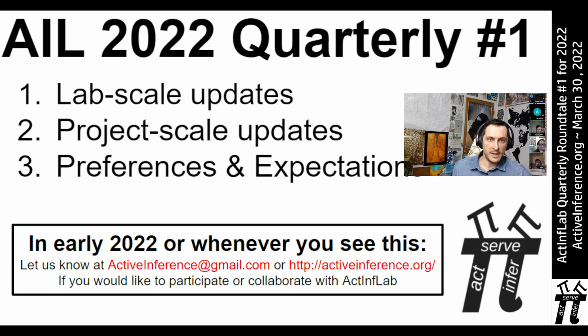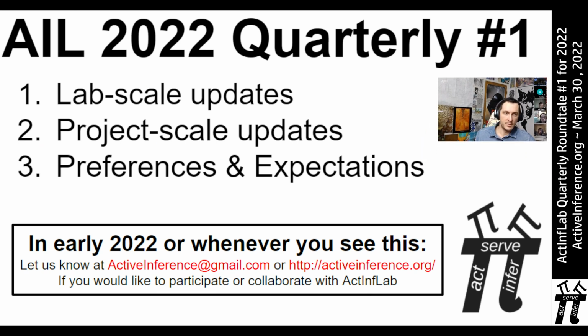Today in the ActinfLab Quarterly Roundtable number 1 for 22, we're going to have a first section after our intros on lab scale updates, and then we'll talk about project scale updates, which are nested within the lab scale, and just close with some preferences and expectations. Through it, we hope that you'll see many affordances for participation, many ostensive cues, signals in your epistemic niche that elicit action, that make you curious about something, that connect with your pre-existing preferences or update them so that you get involved with active inference or possibly even the lab.